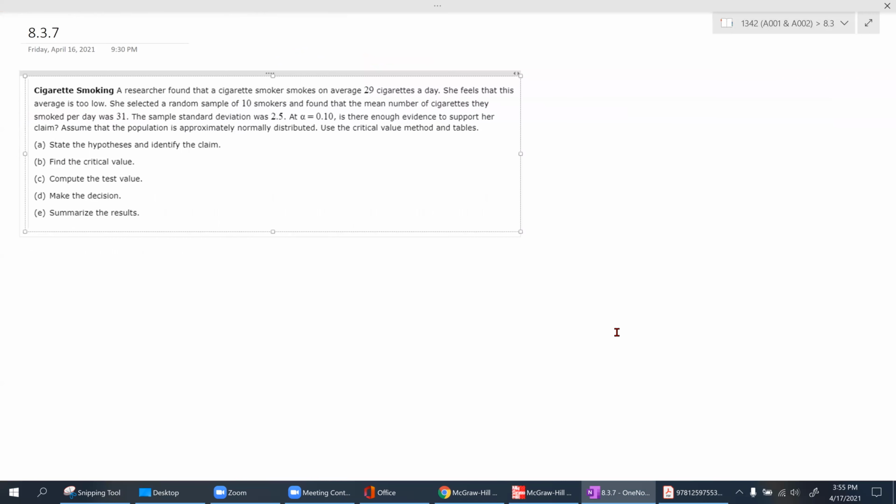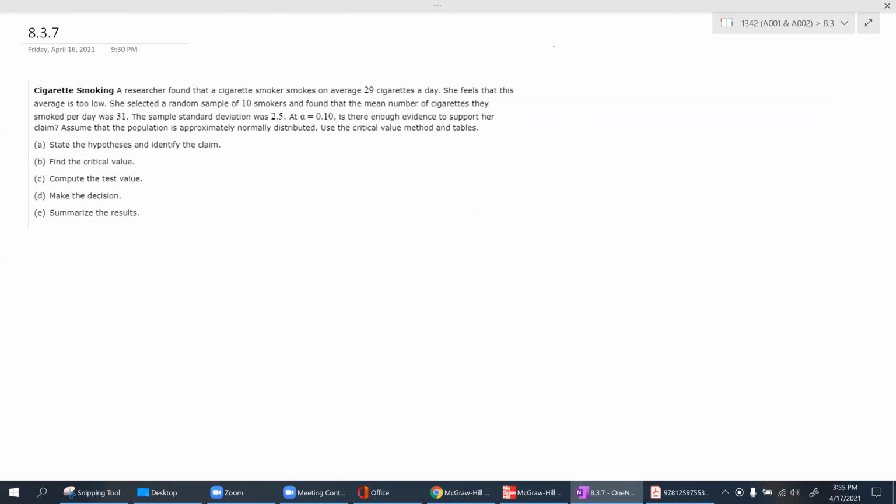So let's go ahead and get started. The formula we're going to be using: we have our t crit, our t critical value. T crit is going to be based on degrees of freedom.